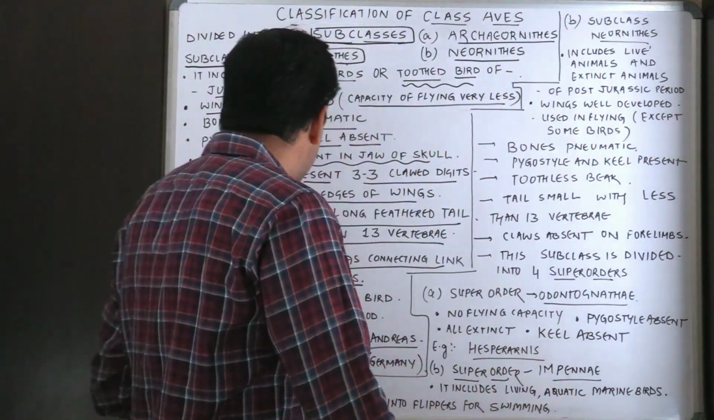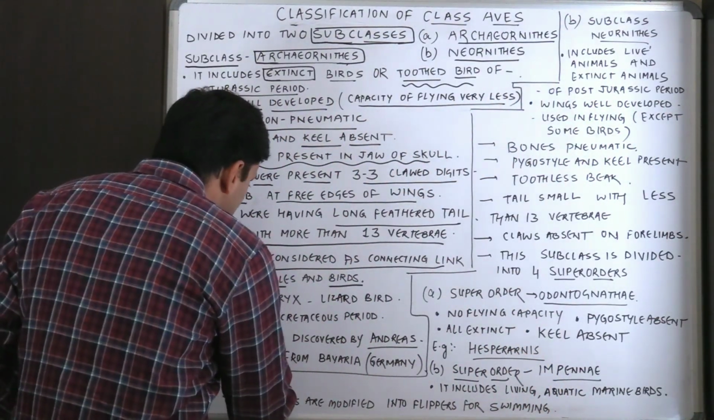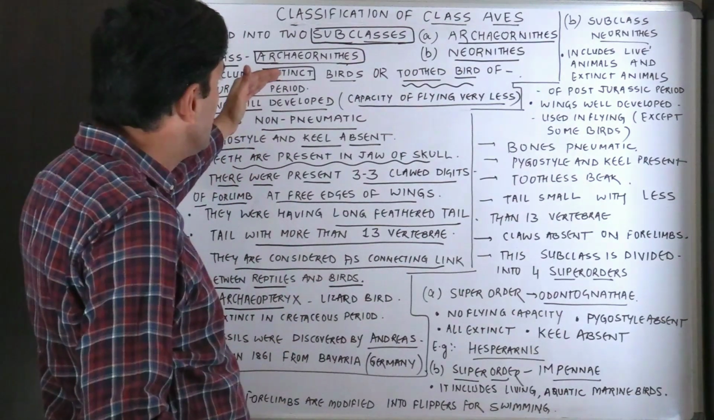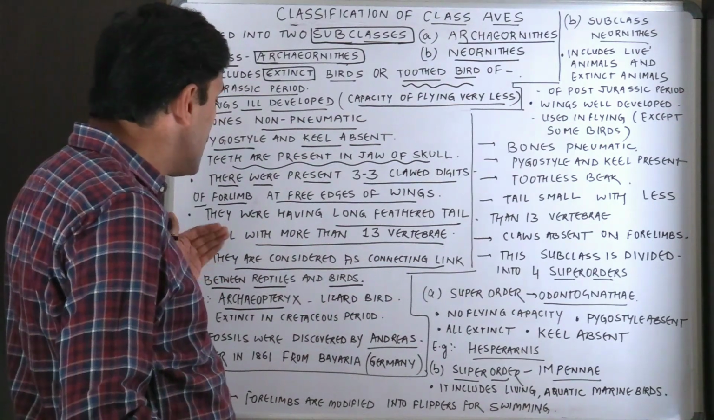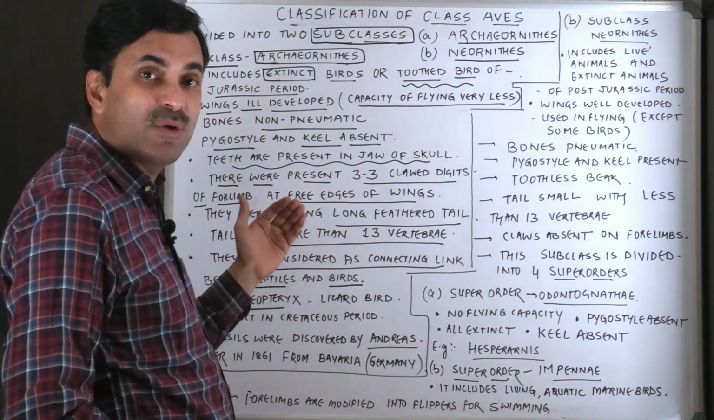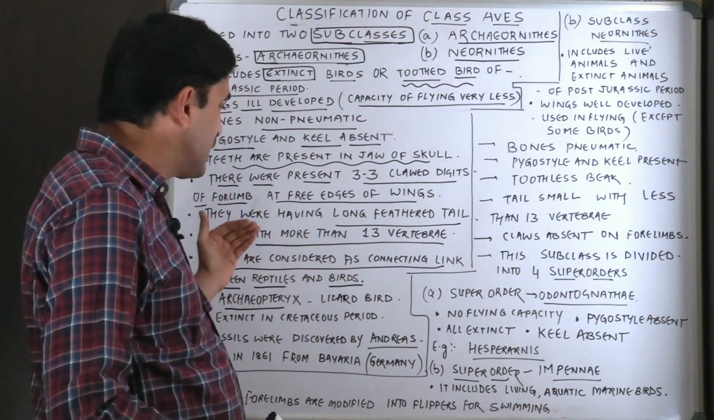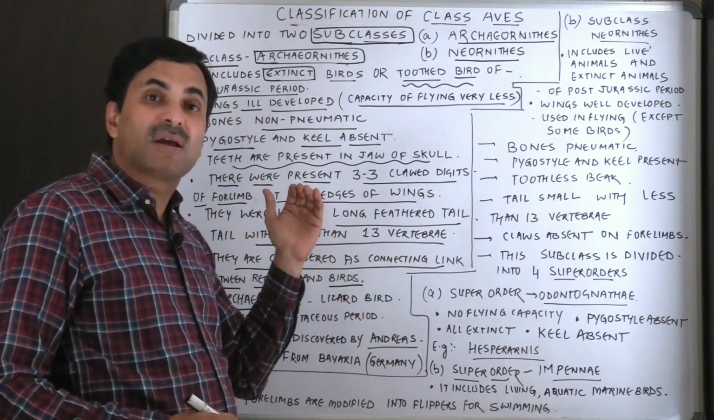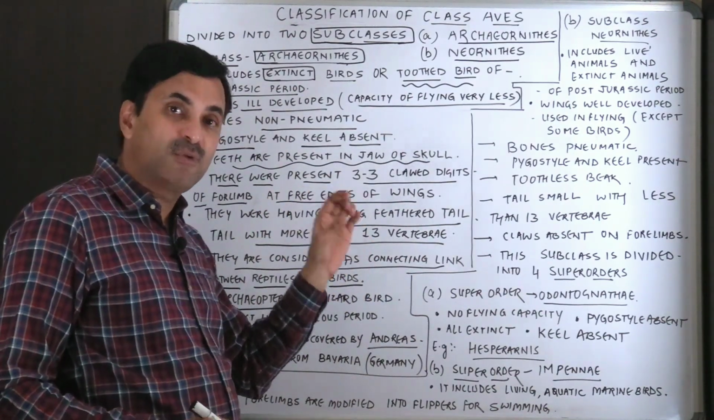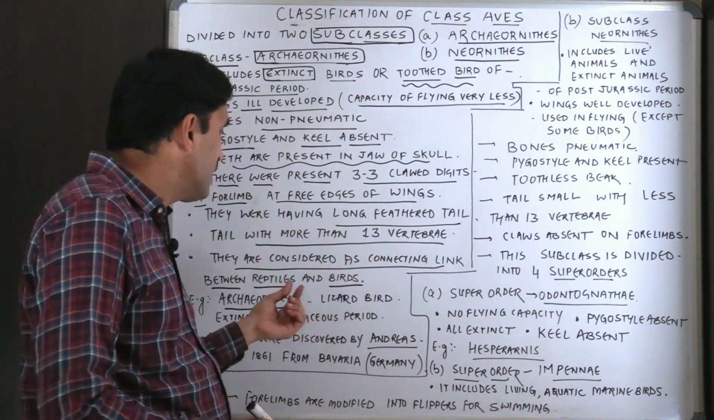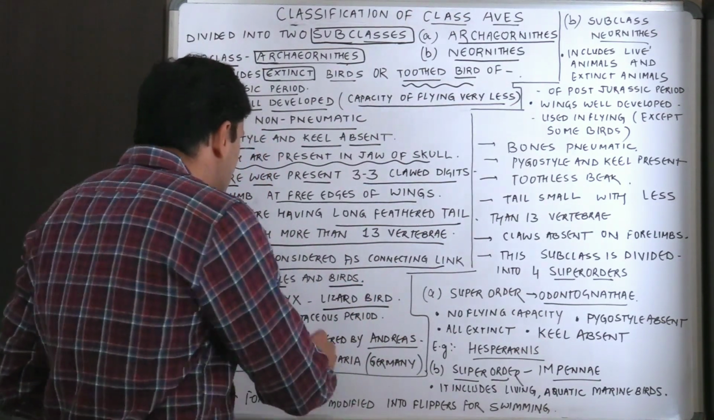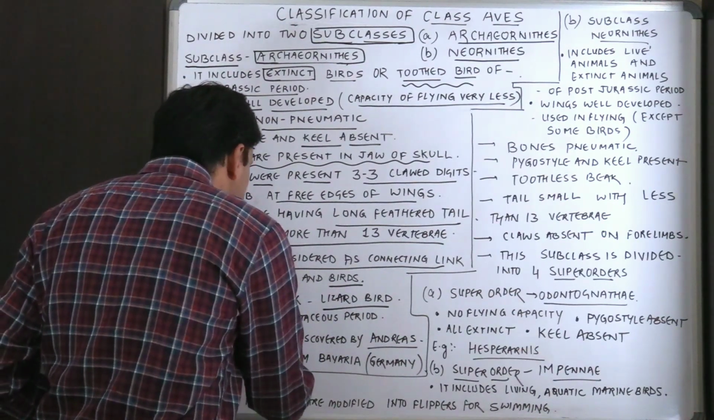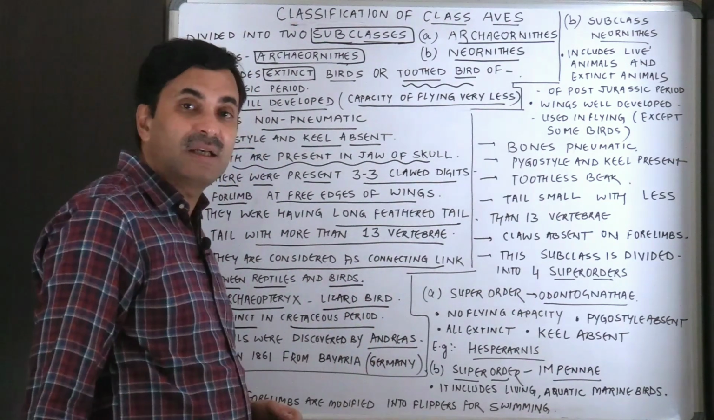All right. Now the best example which represents this subclass known as the Archaeornithes, you might have heard about Archaeopteryx lithographica. The full name is Archaeopteryx lithographica. It is the lizard bird, and it became extinct in the Cretaceous period.